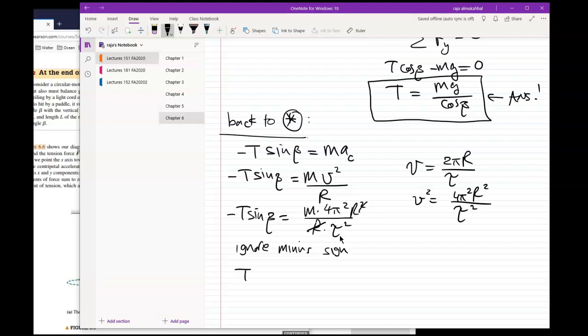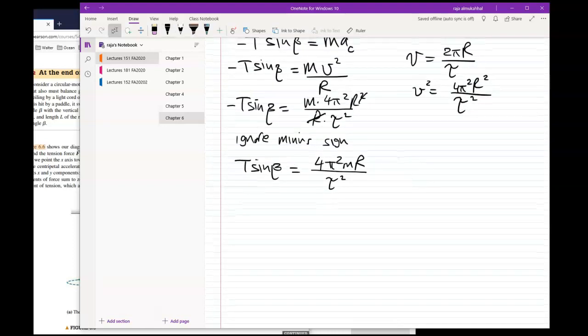So in this case, I'm going to have T sine beta equals, and what am I left with? 4 pi squared m r over tau squared. Okay? All right, moving on.